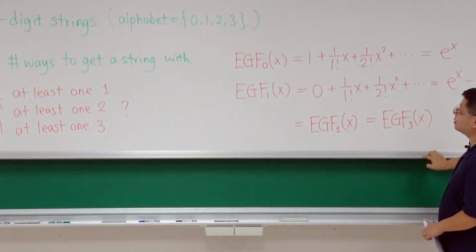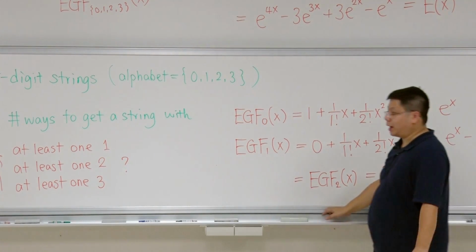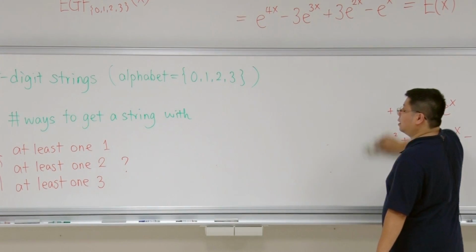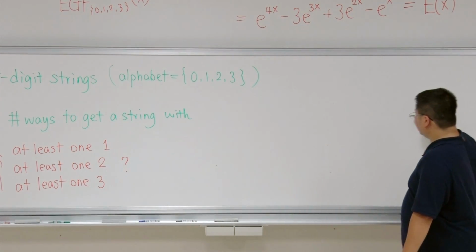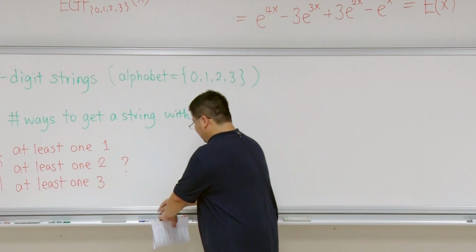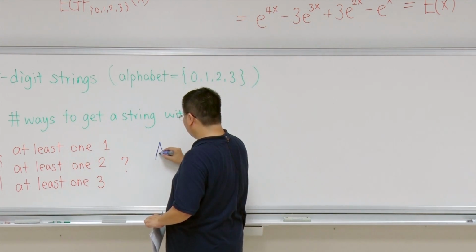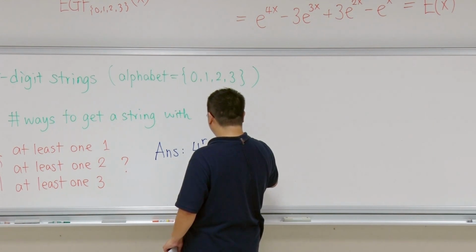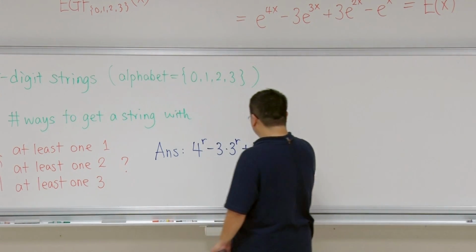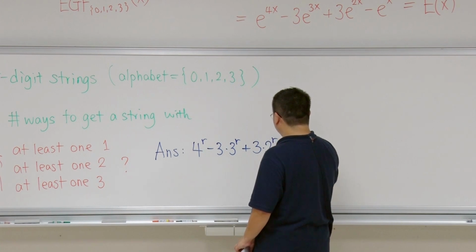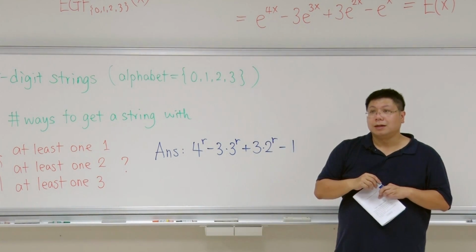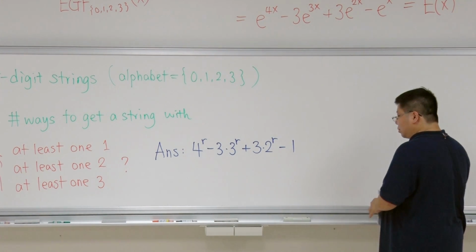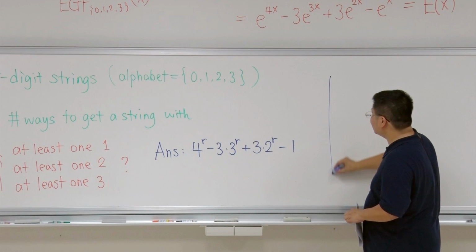Let me copy it and double check whether the answer is correct or not. So the answer here is 4 to the power r minus 3 times 3 to the power r plus 3 times 2 to the power r minus 1. Is it? Double check. Okay, so let's do some checking.